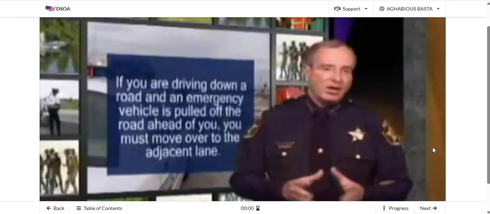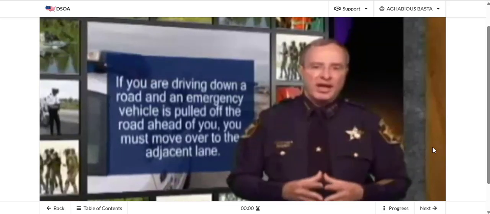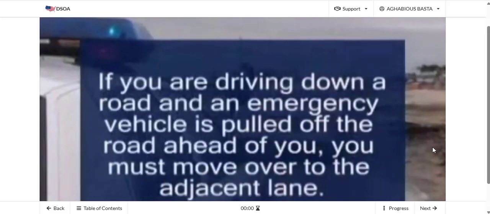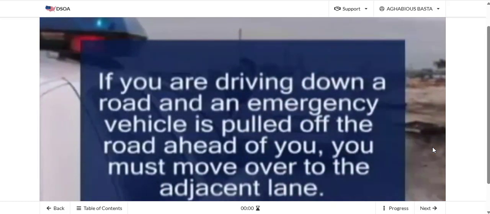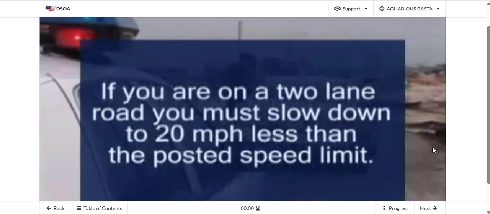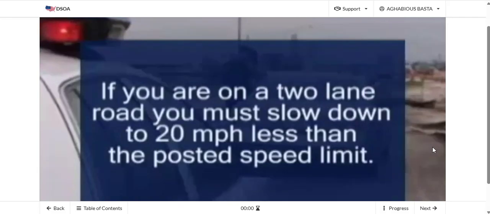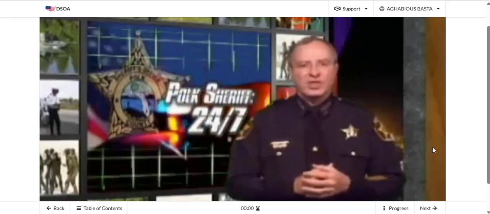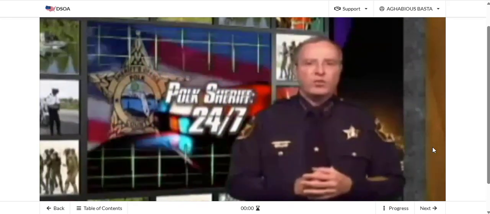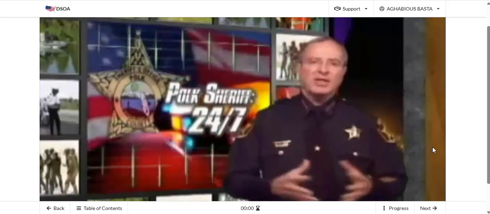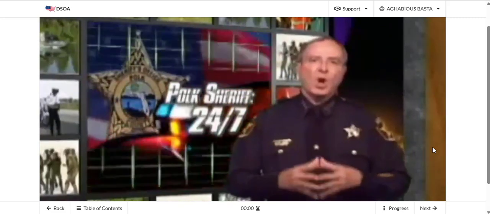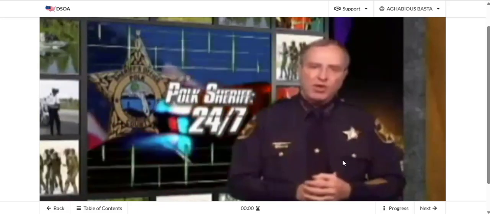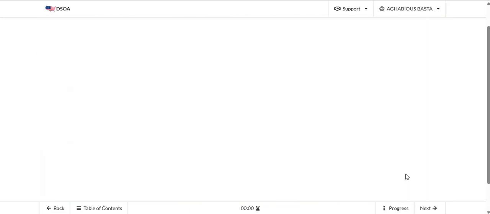If you're driving down the road and an emergency or service vehicle ahead of you is pulled off to the side of the road, you must move over to the adjacent lane to give the worker or officer more room to work. If you're on a two-lane road, you must slow down to 20 miles per hour less than the posted speed limit. Folks, let's stop the number of senseless deaths that occur each year to our law enforcement and public safety personnel. Please help us keep you safe. While we're out making your lives safer each day, slow down and move over. Help us keep the good guys safe.